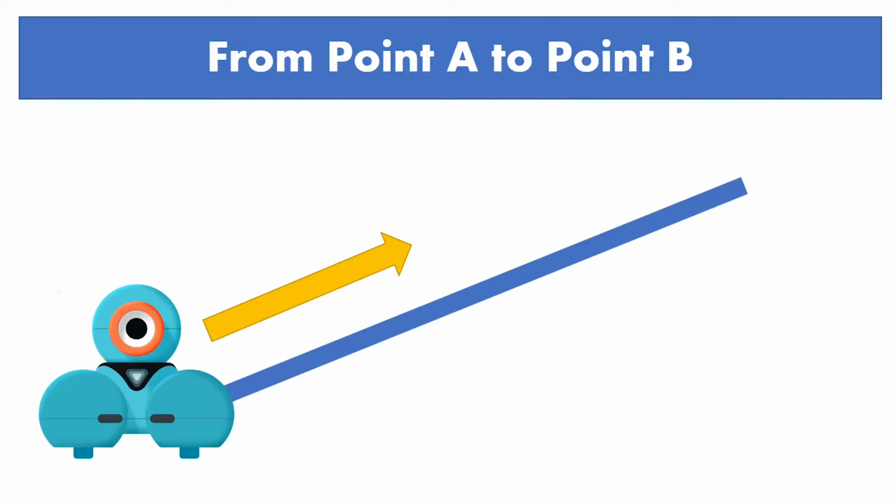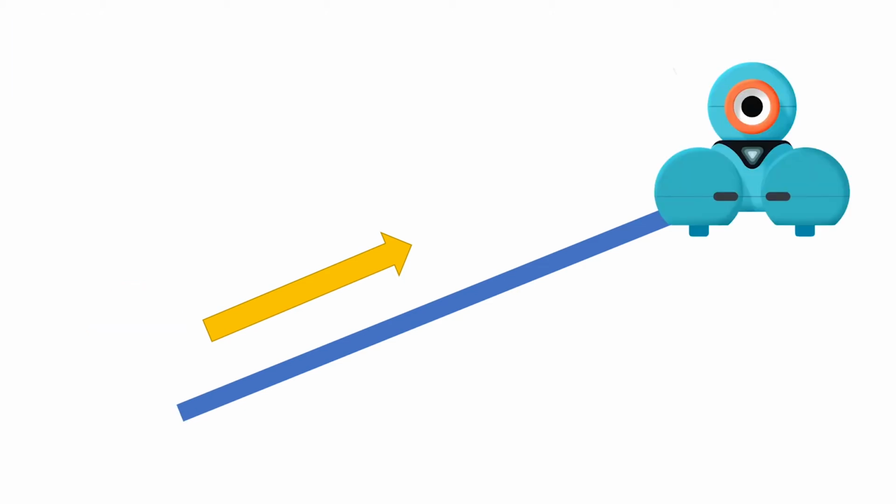Point A to point B. In order to accomplish this task, you have a piece of tape on the ground, and you are asked to code Dash to move from one end of the tape to the other. Once you've completed that task, we'll then have Dash go back to that beginning spot.